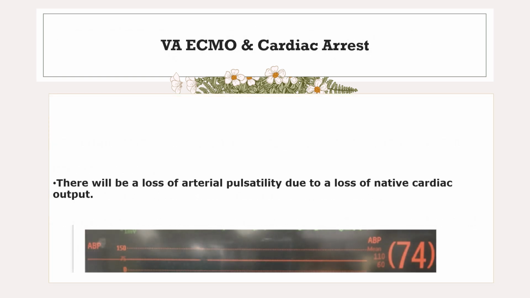If there is VA ECMO and cardiac arrest, how is the pulse? There will be loss of pulse, arterial pulsation, due to loss of native cardiac output. So it will result in a flat arterial line, and we will see that there is a mean arterial blood pressure, which will depend on the amount of ECMO support and the patient's total peripheral resistance.